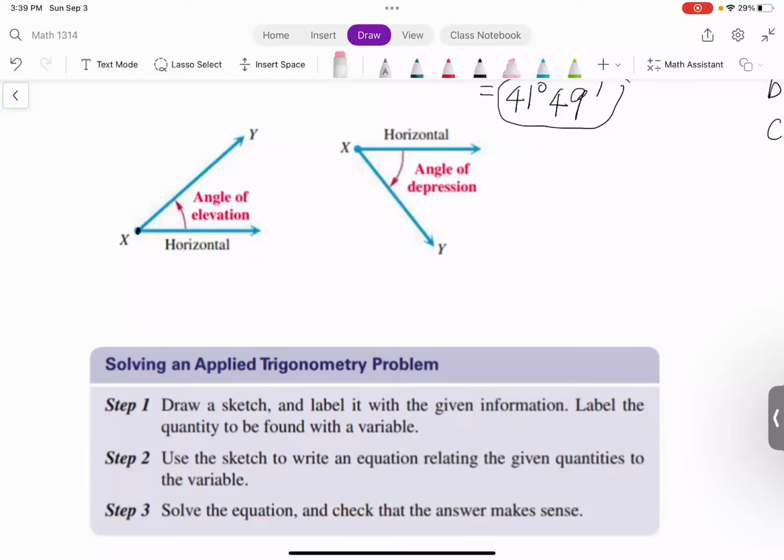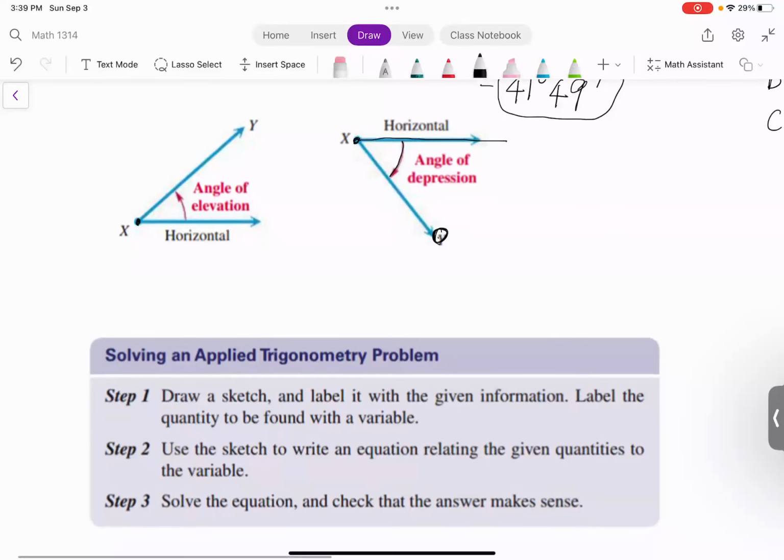And if I'm standing on the top of the mountain, in the second image, I'm looking downwards at something, maybe a cute animal here. So this is a horizontal line from my eye. And then I'm looking down. This angle we call the angle of depression.